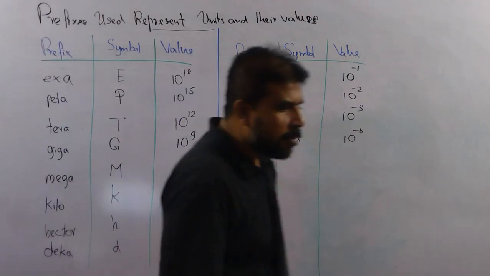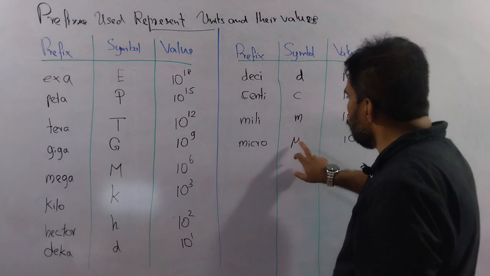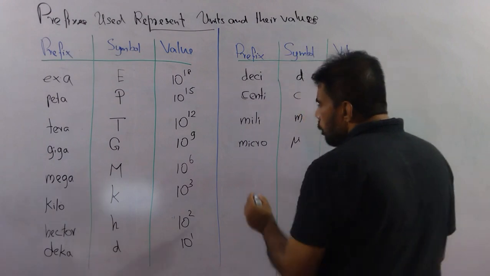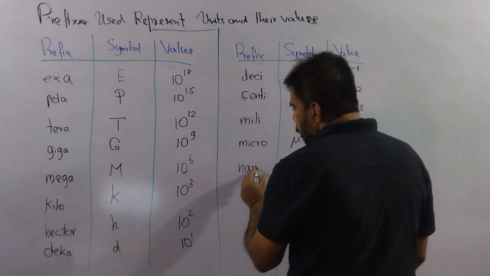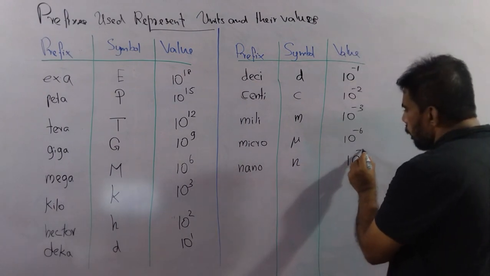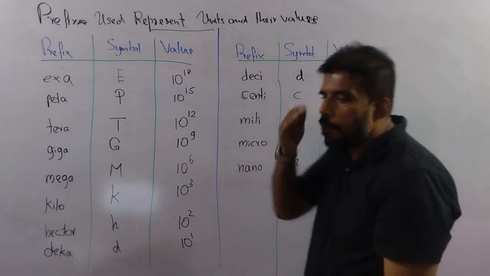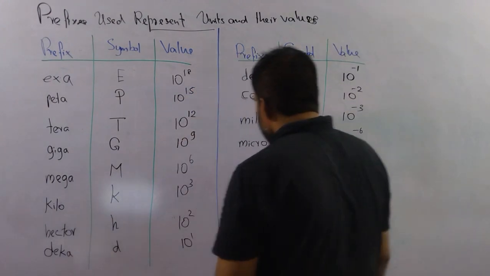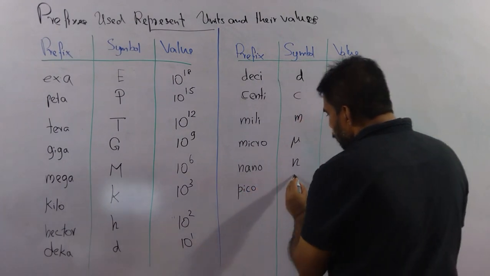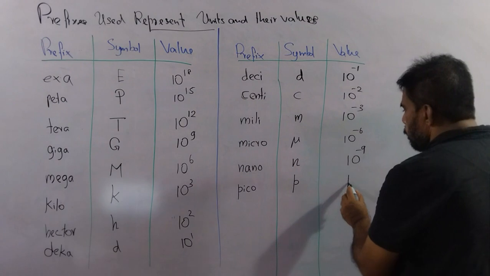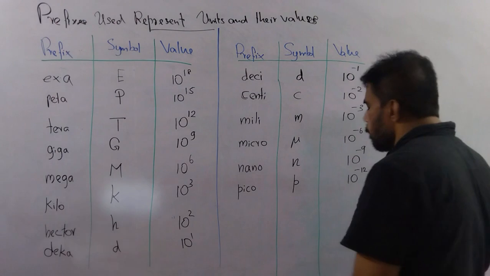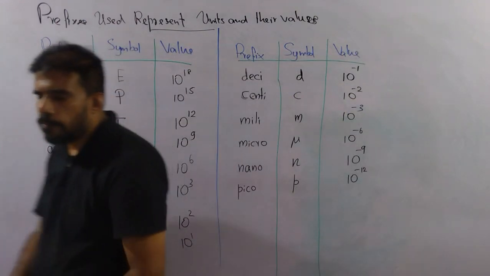Then nano, this is mu, the symbol is mu, and the next one is nano. The symbol is simple n, that is 10 to the minus 9. Then pico, P-I-C-O, symbol is simple p, and size is 10 to the minus 12.